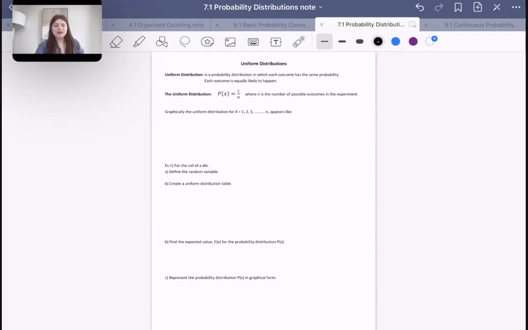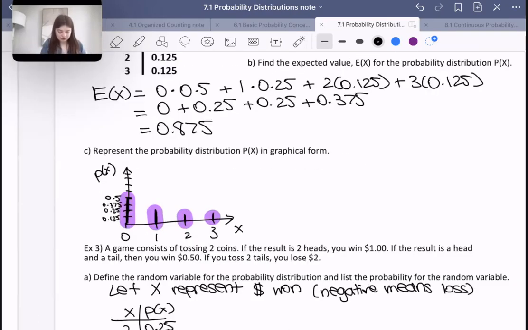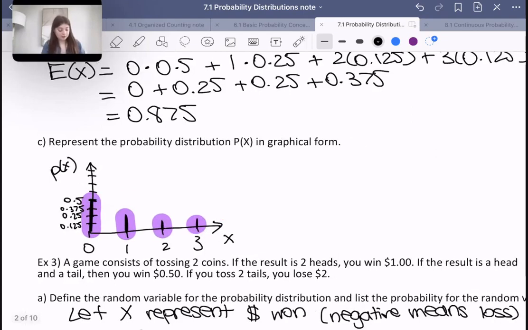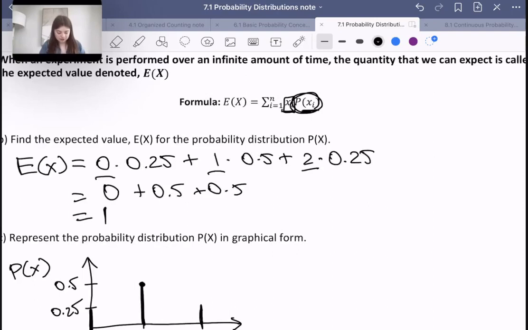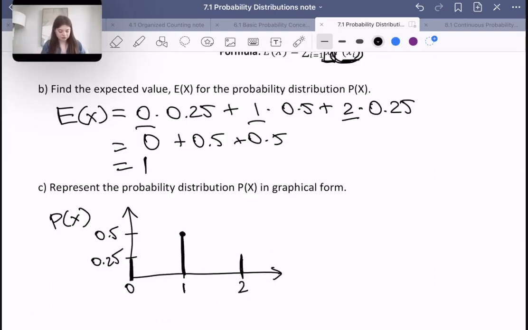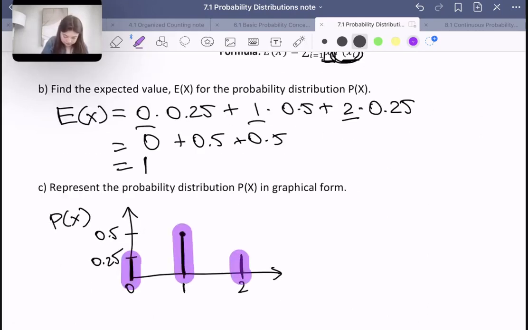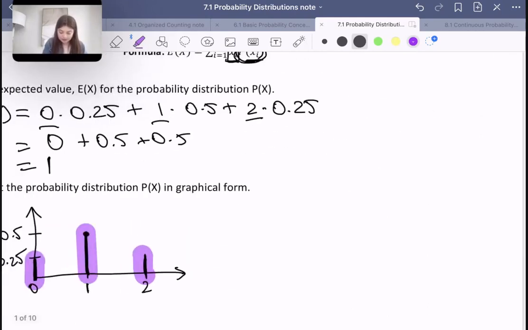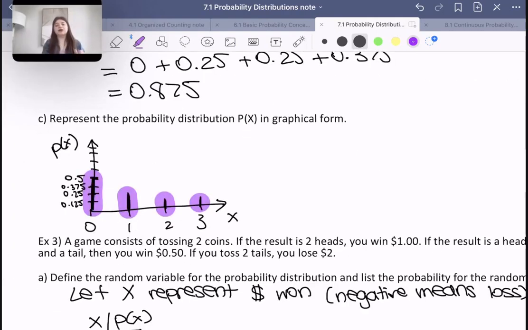Last day we talked about probability distributions in general, so let's head back to that. I drew this graph to represent this probability distribution. I also drew this graph to represent this other probability distribution. But you'll notice that the lines here are not the same length, right? And same with here. They're different lengths because not everything is equally likely to happen, right?